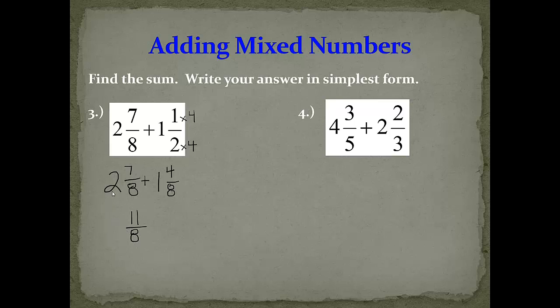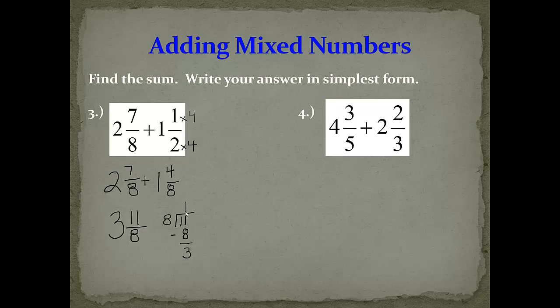And then we add our whole numbers. 2 plus 1 is 3. So we have 3 and 11/8. 11/8 is an improper fraction, so we need to simplify it. We will do that by dividing 11 by 8. And 8 goes into 11 one time. 1 times 8 is 8. And when we subtract, 11 minus 8 is 3.